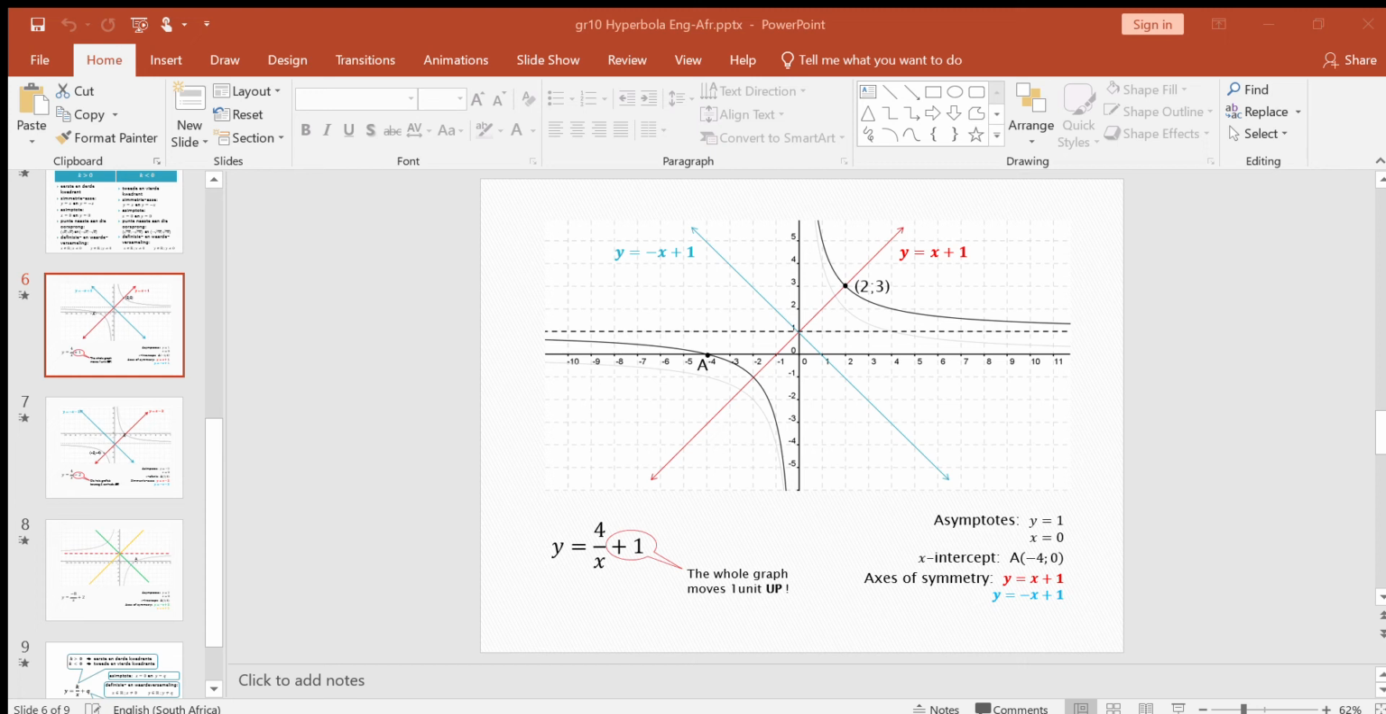Dan sal jy kon gaan sê 4 op x is gelyk aan x plus 1 en dan vat ek hom gou oor minus 1. So 4 op x is gelyk aan x. Nou maal ek met x to get rid of that fraction. So 4 is equal to x squared. Nee. En dan x gaan wees vierkantswortel van 4. So x will be positive or negative 2. En omdat hy aan hierdie kant lê, I know it will be a positive 2. Right. Sien reg? Right. Jy gaan nou sien, dit is eintlik waar die minus 2 vandaan kom.